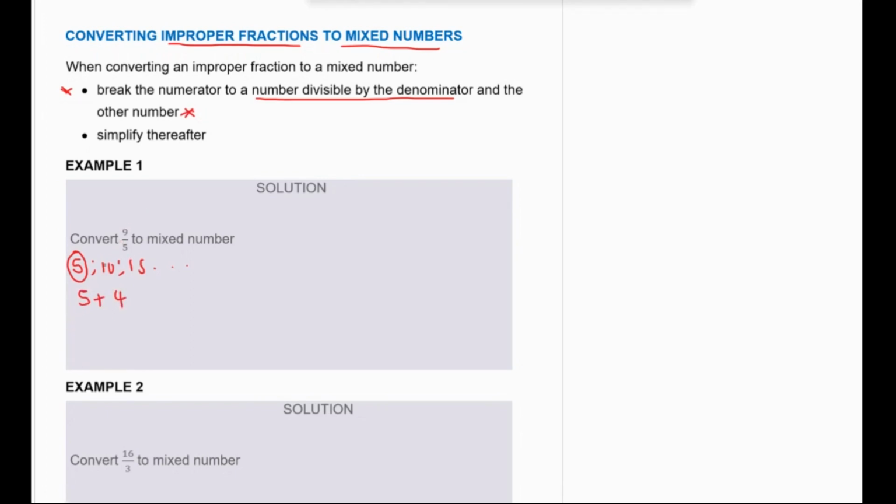5 is divisible by 5, and 4 is not. And then we have 5 plus 4 over 5, which is just the same as 9 over 5, isn't it? I want you to remember this: if we have A over B plus C over B, if the denominators are the same, we can just add the numerators and say A plus C over B. Just like when you're adding 1 over 4 plus 2 over 4, you just say 1 plus 2, which is 3 over 4.